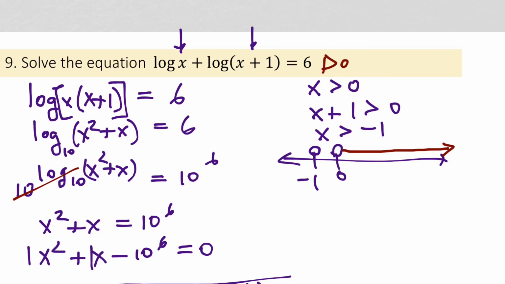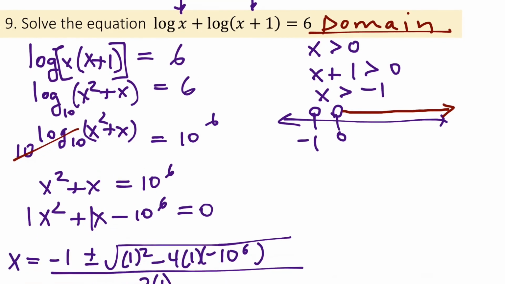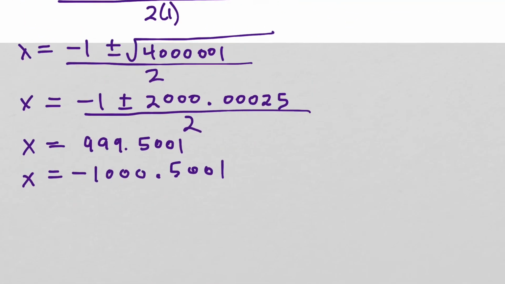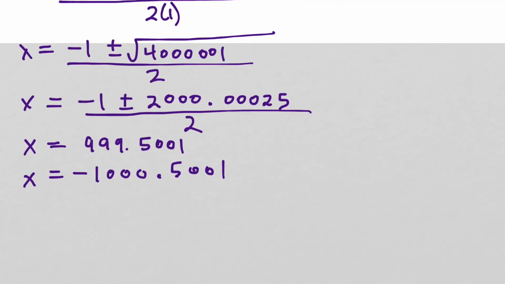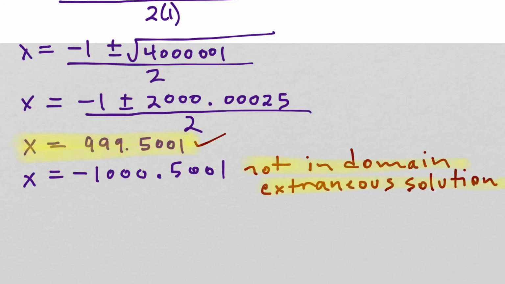So this is our domain calculation here, which you need to check. So let's go back down here, look at our numbers. So only the positive number is going to be in the domain. All right, so this one is not in the domain, so it can't be a solution. It's an extraneous solution. Okay, so that takes care of all of our examples.